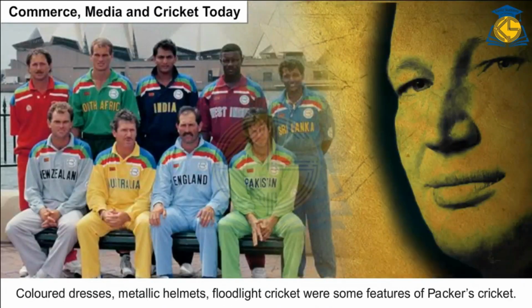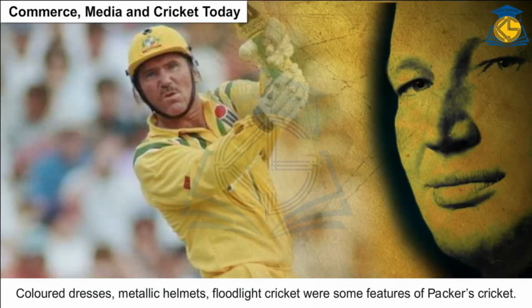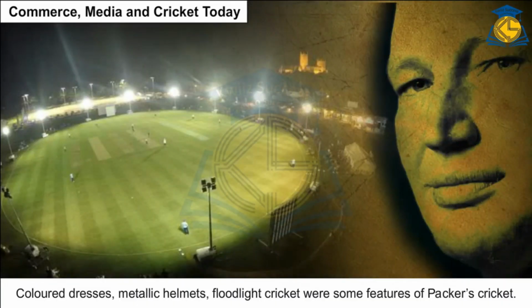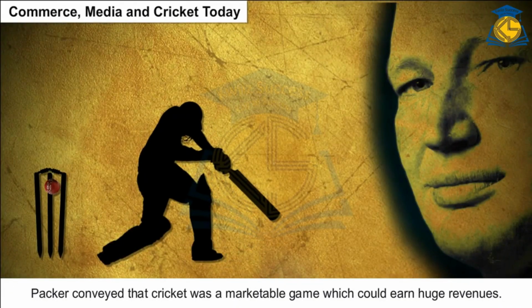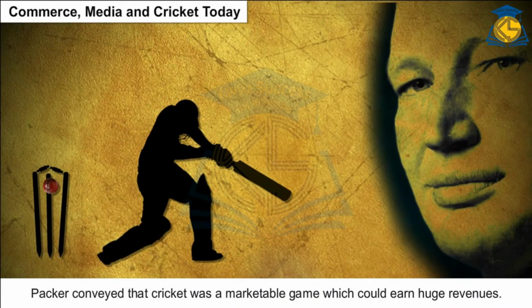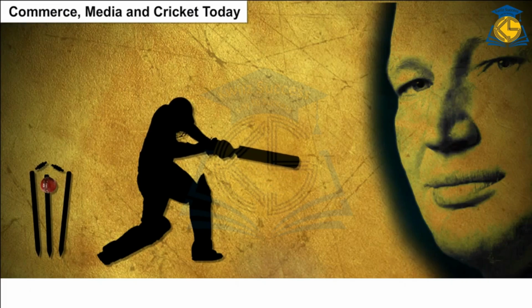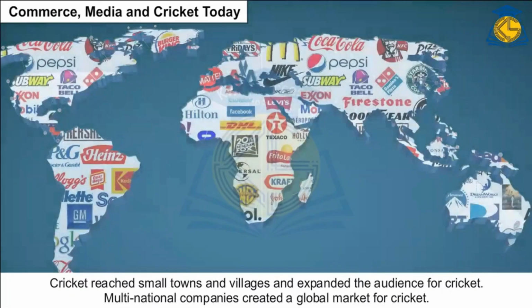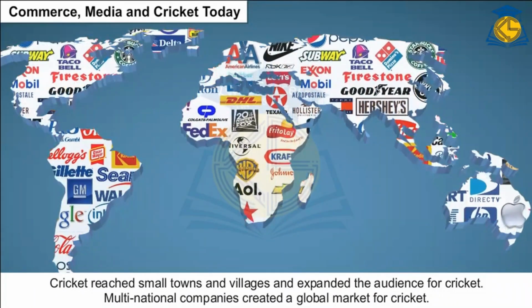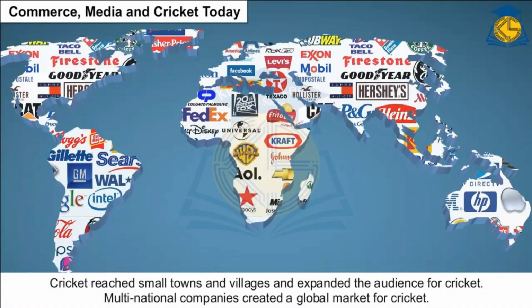Coloured dresses, metallic helmets, and floodlight cricket were some features of Packer's cricket. Packer conveyed that cricket was a marketable game which could earn huge revenues. Cricket reached small towns and villages and expanded the audience for cricket. Multinational companies created a global market for cricket.